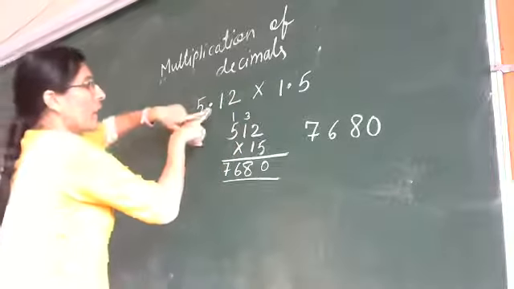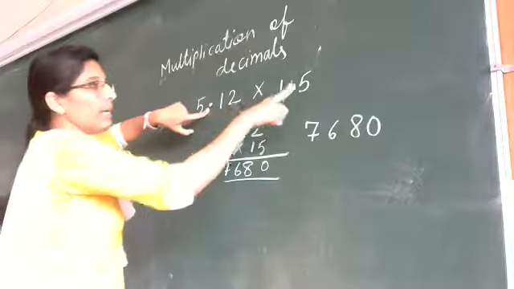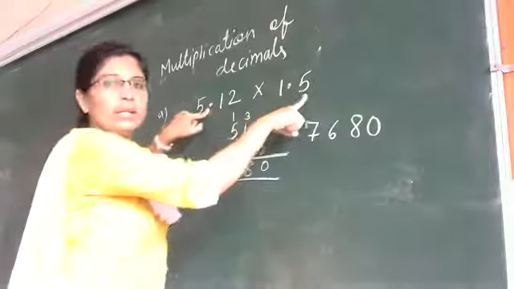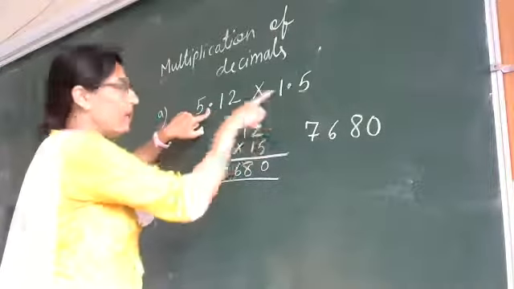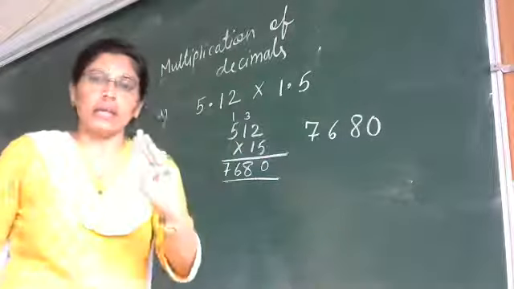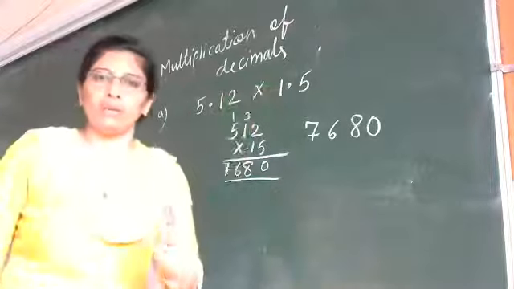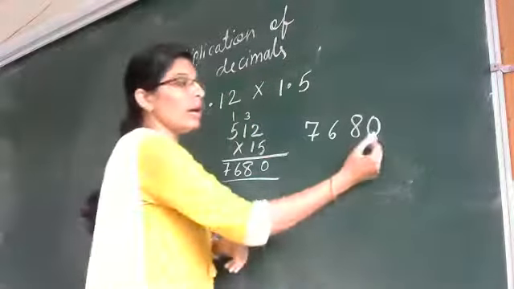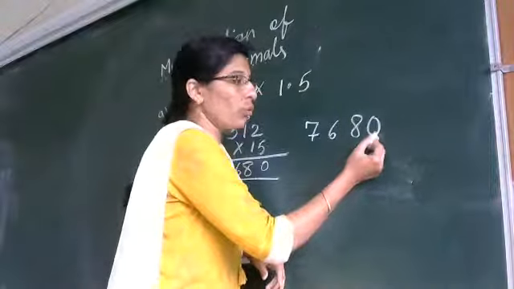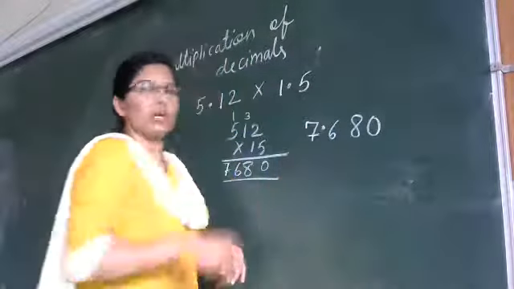See here after the decimal point, 2 digits are there. And here after the decimal point, 1 digit is there. So 2 plus 1 is 3. So a total of 3 digits are there after the decimal point. So from the right side we have to count 1, 2, 3 and then put the decimal point.